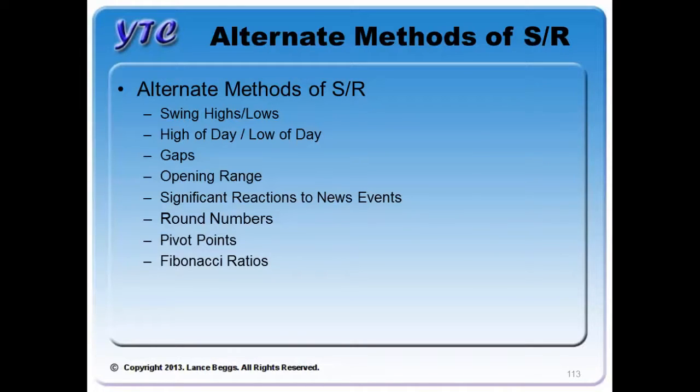Some of the others are price action based: high of the day, low of the day, gaps, opening range. Some are based primarily upon human psychology, such as round numbers, and some are purely mathematical, such as pivot points and Fibonacci ratios. Let's look very quickly at each. Swing highs and lows have been discussed already. So the next price action method we're going to introduce is really simple, taking note of the prior day's high price and low price, and using them as potential support or resistance for the upcoming session.